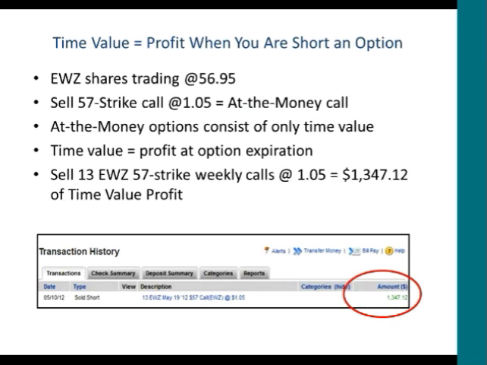So I sold these 13 calls for 1.05 and collected $1,347 in option premium, and that, by the way, is cash that's immediately credited to your brokerage account when you sell this option. So that $1,347 in cash was credited to my brokerage account, and that becomes profit 1 week later at option expiration.